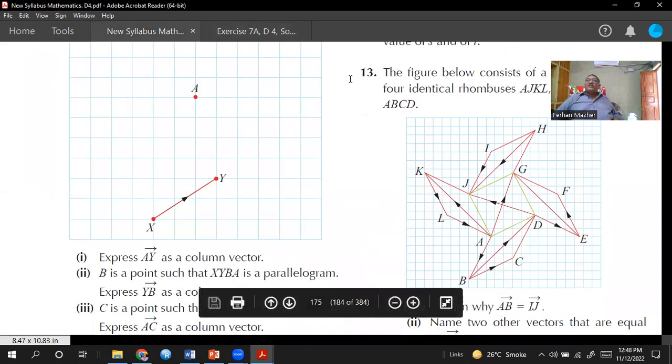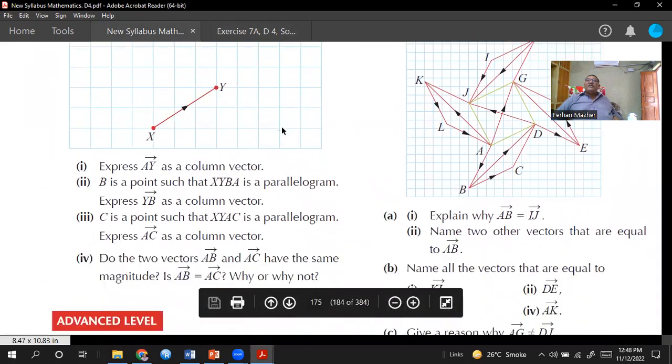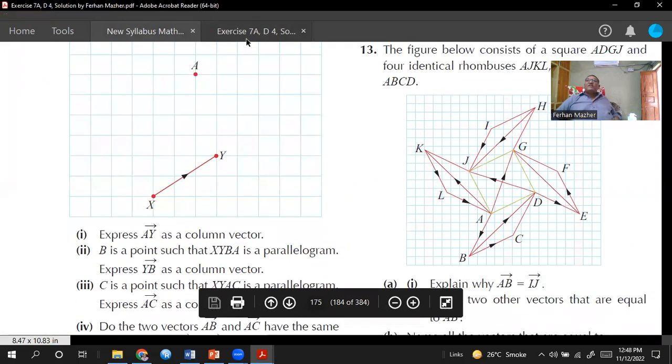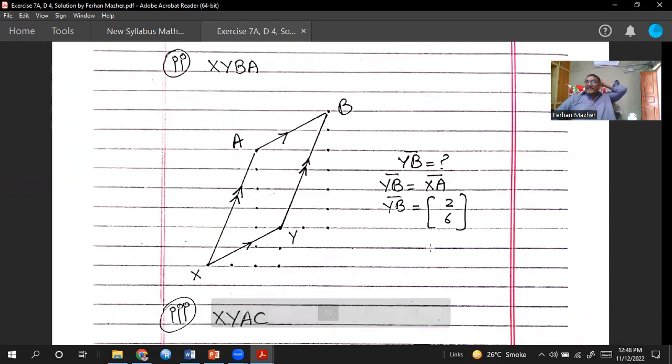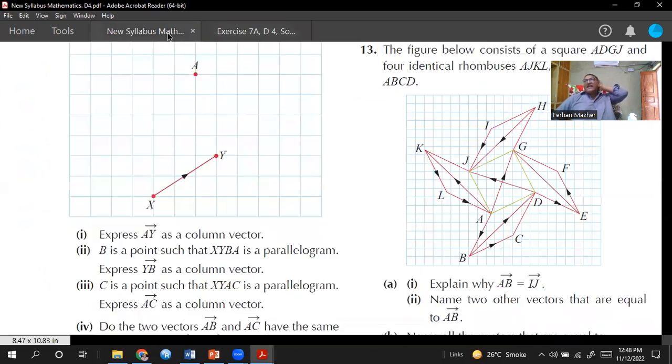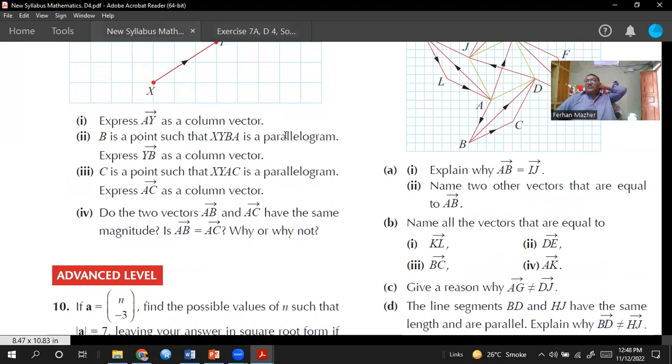Then the question is express YB as a column vector. So YB will be two steps to the right, six steps upward. So the column vector of YB will be (2, 6). Hopefully you understand. Okay, now the next question is the next part of question number 9.